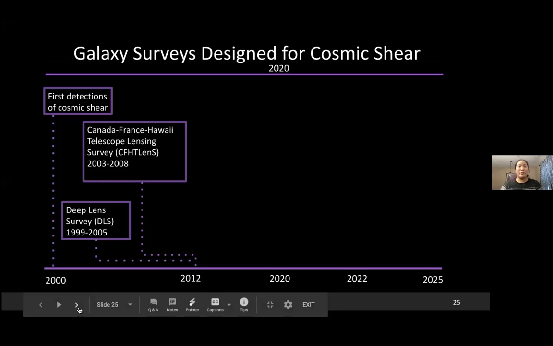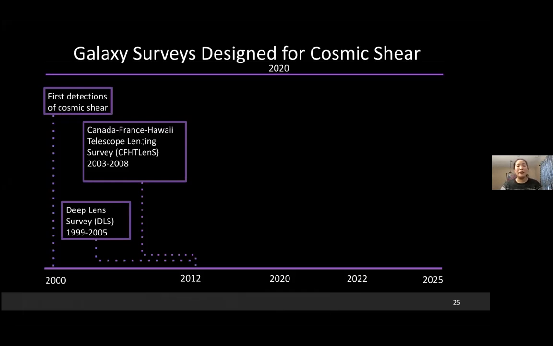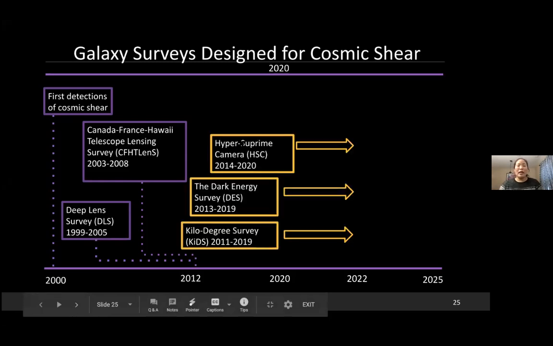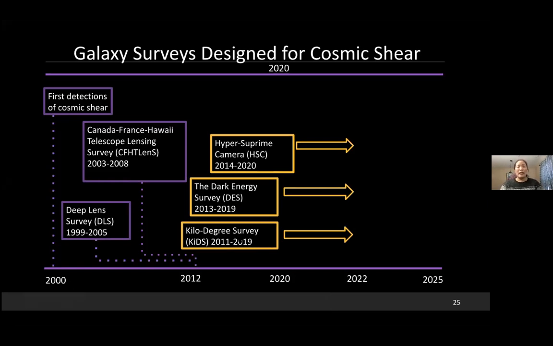We can also look at this in a more simplified view. So there's the first detections of cosmic shear, and then there are several surveys, the Deep Lens Survey, and then the Canada-France-Hawaii Telescope Lensing Survey, both of which I've worked on some aspects of. So the DLS I worked on for my PhD. And currently we're in this period where there are these 3 deep and wide surveys, HSC, DES, and KiDS, that are complementary in different aspects. And they're all investigating the same omega matter and sigma 8.